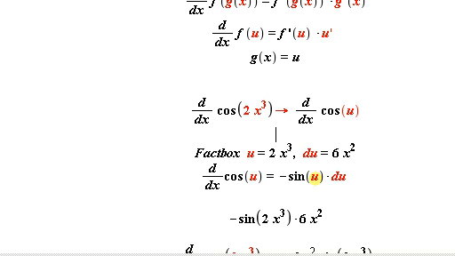Now that's a simple example of how powerful using the u substitution can be. It makes it a lot easier to work with, especially when you have hard problems that have a lot of steps. Let's look at another example.